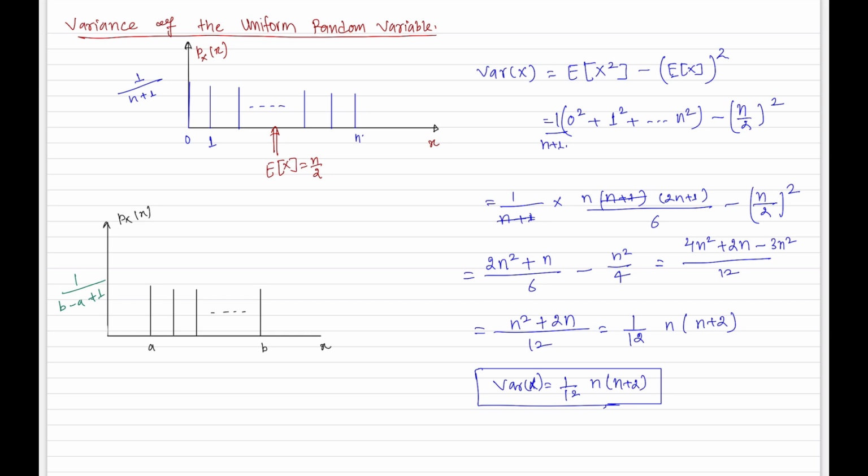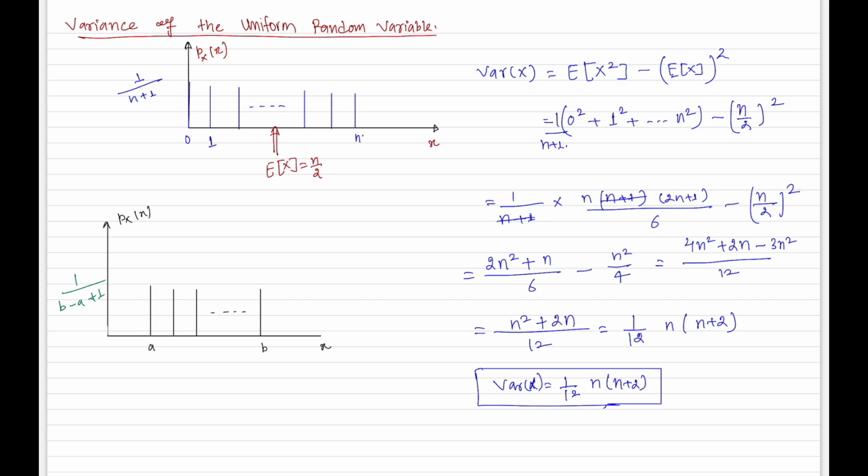So what is this b minus a plus 1? This is the number of elements that a random variable can take, right? So random variable x can take the value a, or maybe a plus 1, maybe a plus 2, till b, right? If you have not already gone through my previous video, I would recommend you go through that, then you will be easily able to understand.